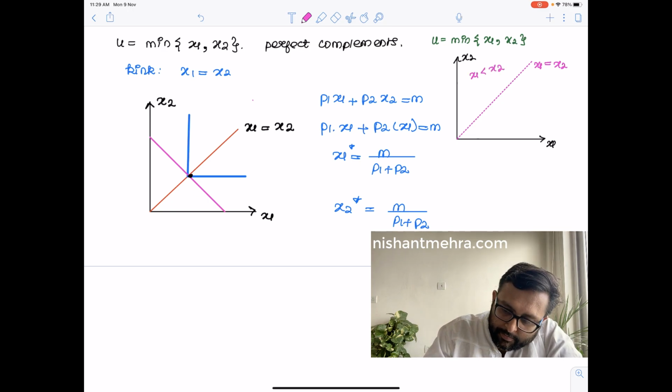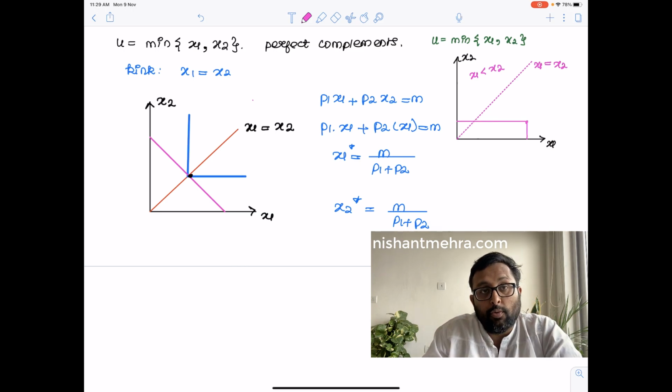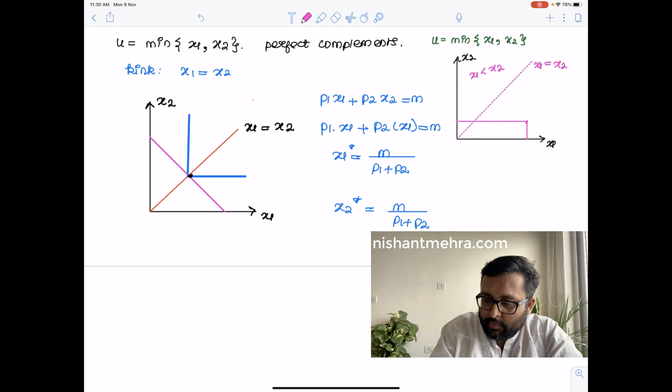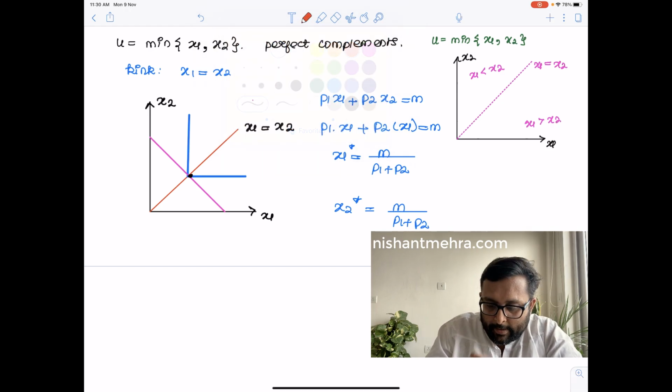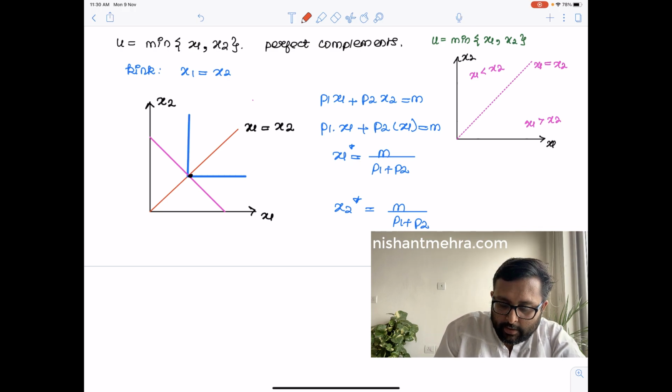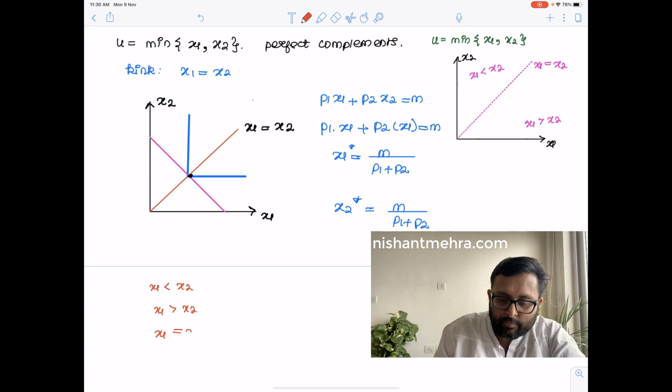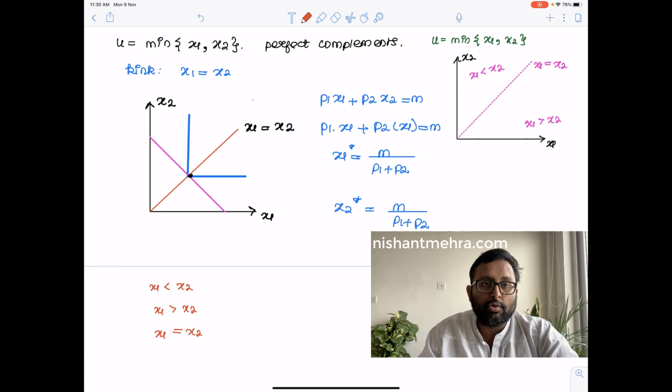What about this point? x1 is this much and x2 is this much. So x1 is more and x2 is less. So x1 greater than x2, right? Okay. So now when you have x1 and x2, there are three possibilities which might arise. Either x1 could be less than x2, or x1 could be greater than x2, or x1 could be equal to x2.